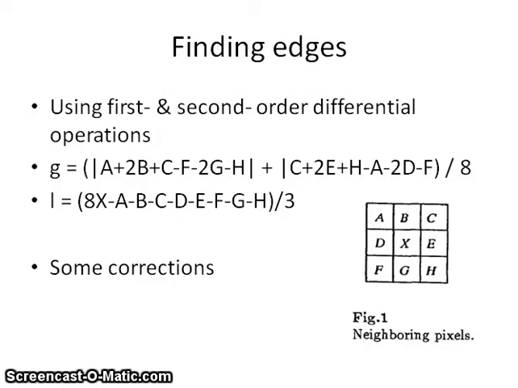So to find the edges, you take the depth information for the image and you store it in the buffer, and then you apply first and second order differential operations to it. So these are the equations that they suggested to use. For the first order, this equation of G equals all of this stuff. And then the second order is the one below it, which is L. And after you acquire all of these, then you can apply corrections to it. But I'll explain the process next. Also, all of these letters are just the neighboring pixels, where X is the one that you're operating on, and A through H are the ones surrounding it.